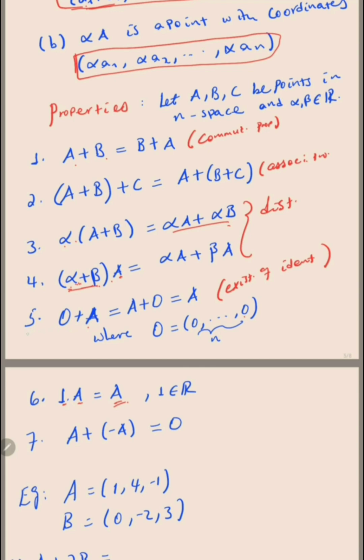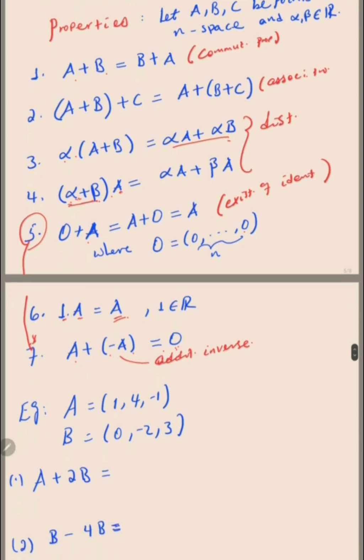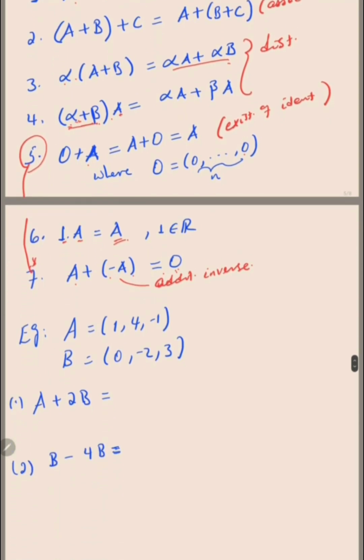And using this property 5, we can also have A plus minus A equals 0. Here 0 is the 0 point, not the 0 number. In this case we call this the additive inverse of a point A. So you can try this one by yourself.